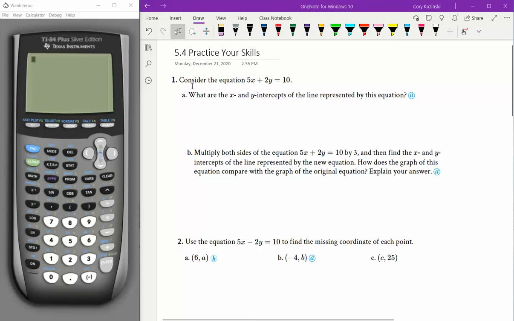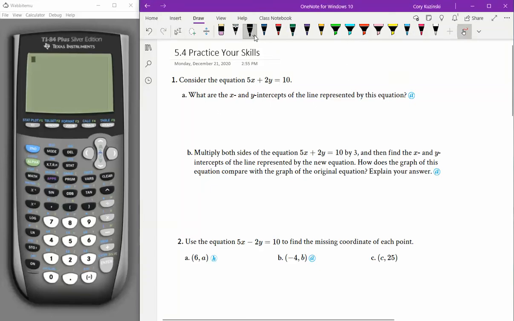We're going to do the 5.4 practice your skills from our book. This is solving linear systems using elimination or the linear combination method. Here we go. Consider this equation, 5x plus 2y equals 10. What are the x and y intercepts?